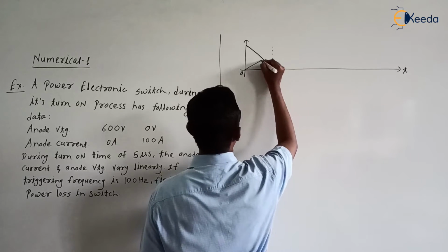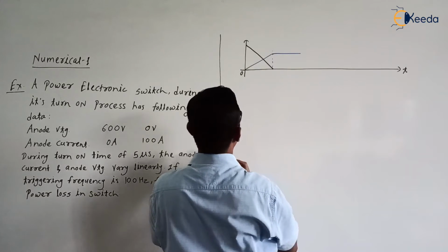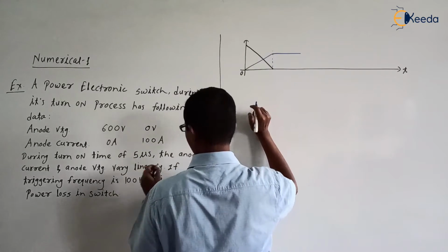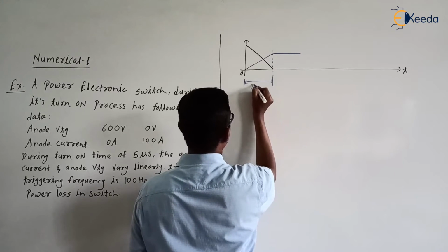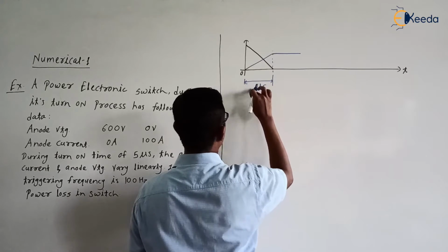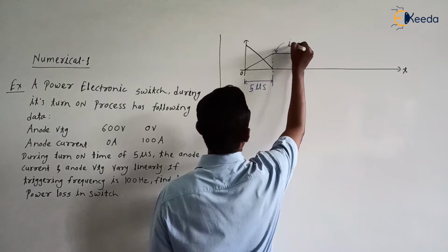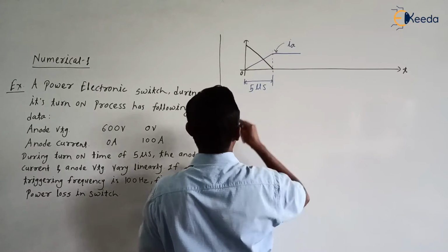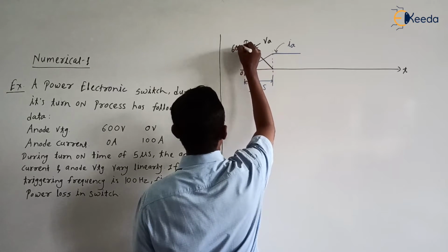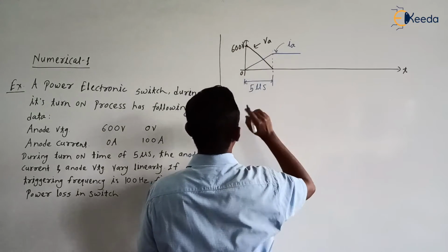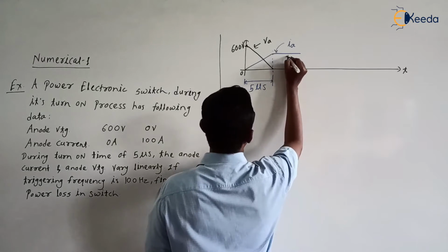So suppose this is IA. After this it is constant. Okay, so this time indicates the 5 microsecond. From here to here, this is 5 microsecond, right? Are you getting the point? This is the plot for IA, and this one is the plot for VA. VA is changing from 600 volt to 0 volt, and IA is changing from 0 ampere to 100 ampere. This current is 100 ampere.